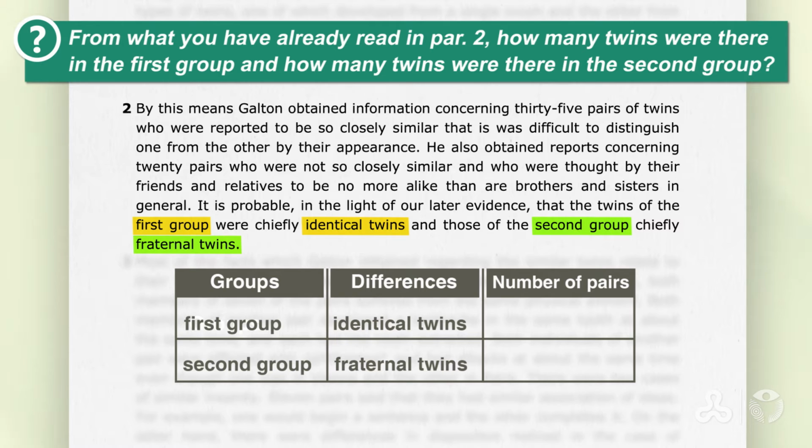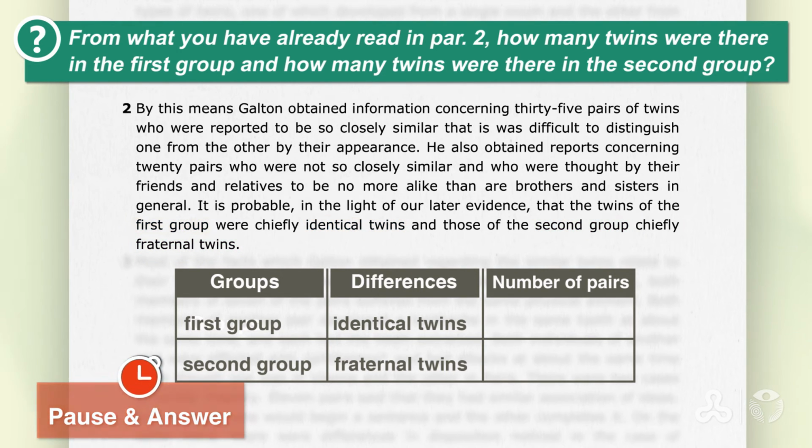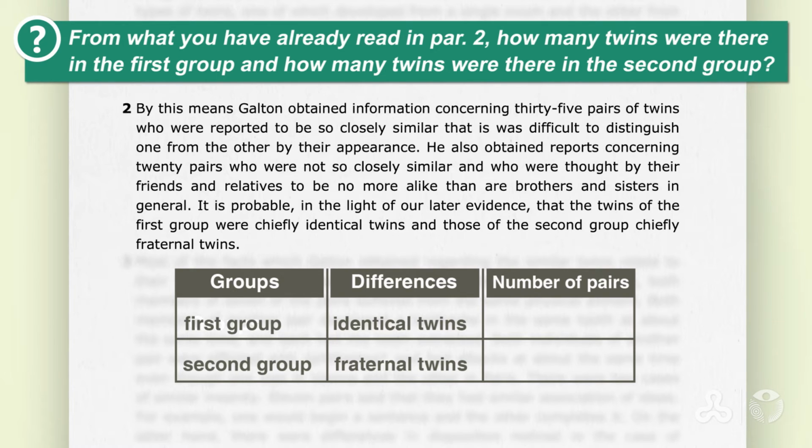Okay, so now we're going to pause right now and go back in the text and look for how many identical twins were in the first group and how many fraternal twins were in the second group. So in this case, what did you have to do? You had to go back in paragraph 2 and look for where were they talking about two different groups.